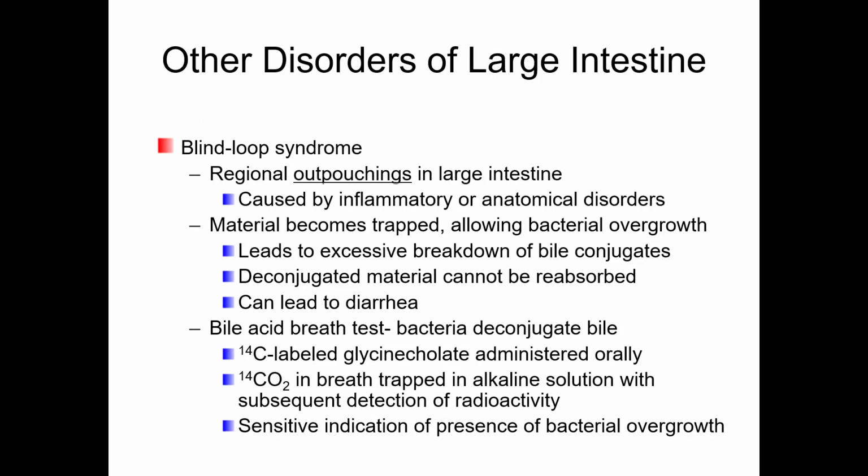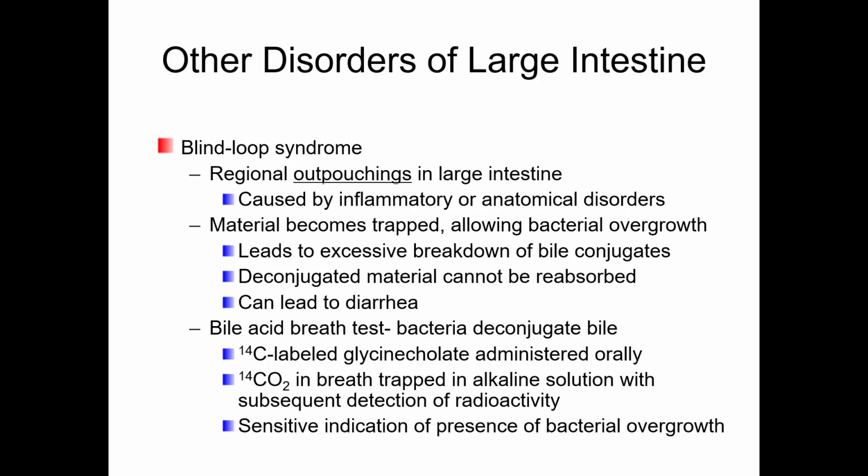Other disorders of the large intestine: blind loop syndrome, regional outpouchings in the large intestine. It's caused by inflammatory or anatomical disorders. Material becomes trapped, allowing bacterial overgrowth. This leads to the excessive breakdown of bile conjugates. Deconjugated material cannot be reabsorbed, and it can lead to diarrhea.